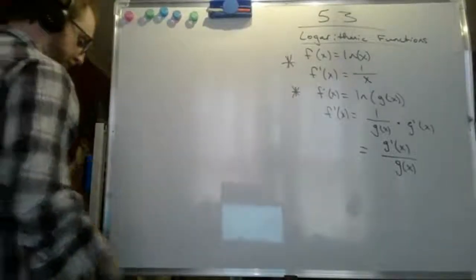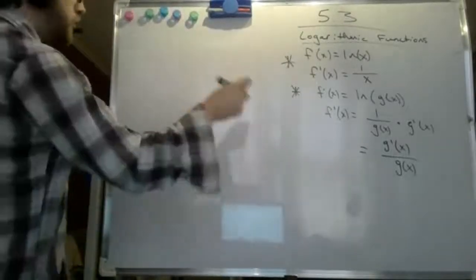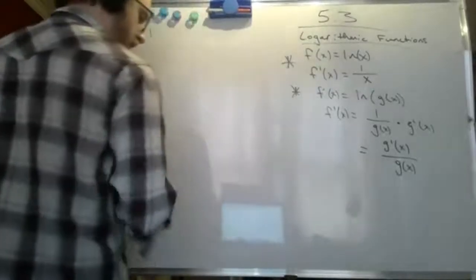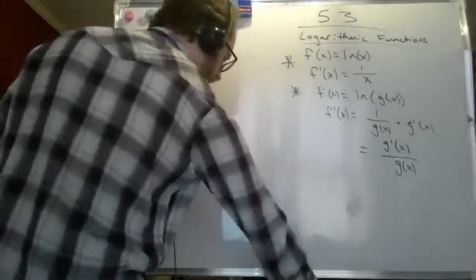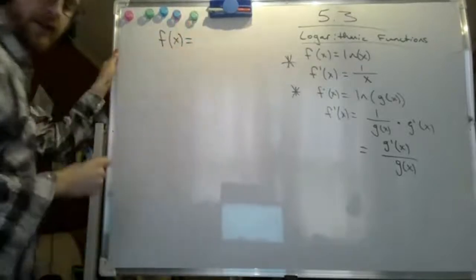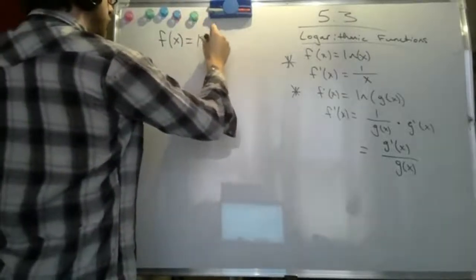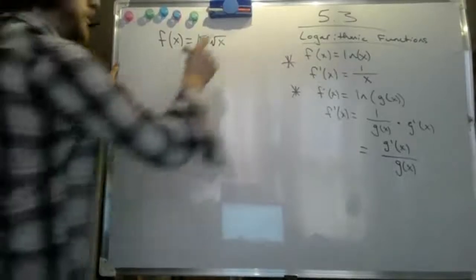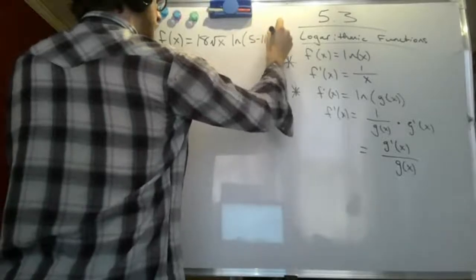Alright, so here we go. First example, suppose, oops, my marker's dying on me. Let me try, well, we'll try this one. Suppose f of x is equal to 18 times the square root of x times the natural log of 5 minus 11x squared.